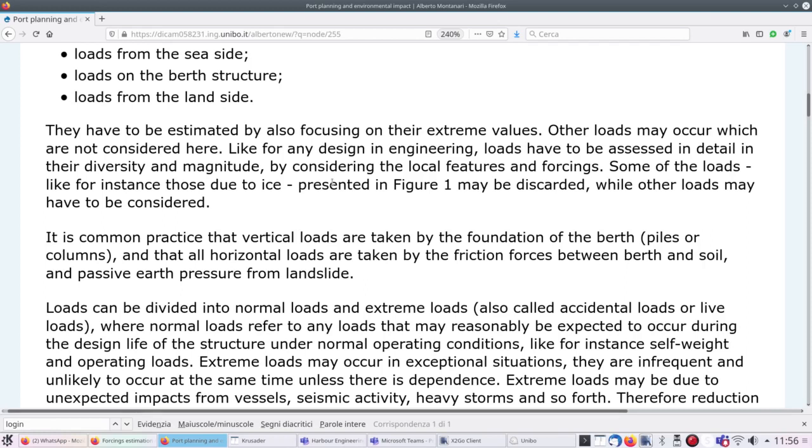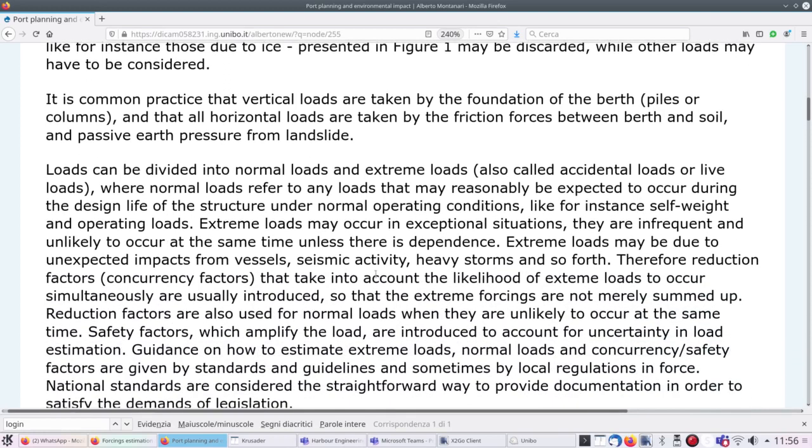Another normal load may be the load that can occur during operations, operating loads. Extreme loads occur only in exceptional situations. They are infrequent and unlikely to occur at the same time unless there is dependence.